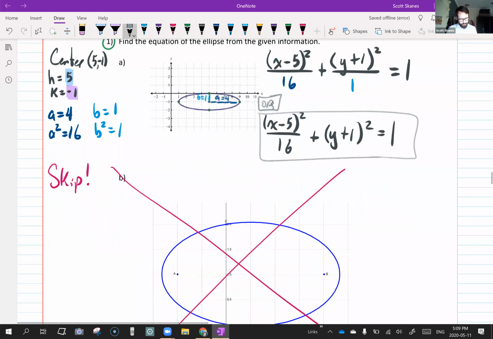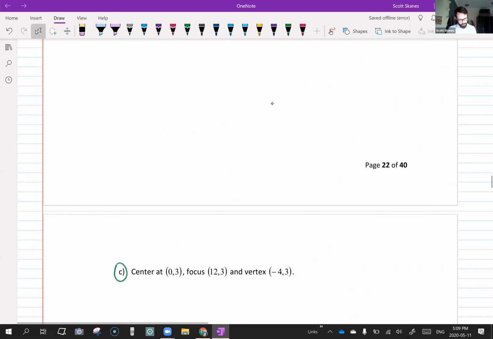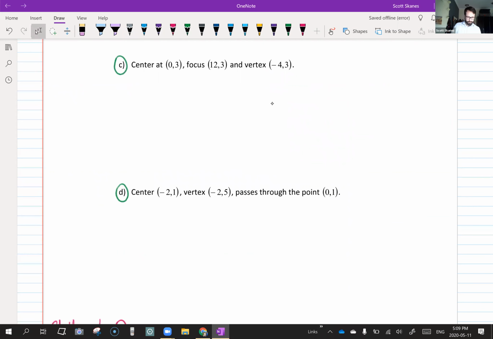Okay, B we're skipping. You can notice that I put a giant X through it. It's way too hard. If you want to try it as a challenge, you can, but I think it shouldn't have ever been put in there. The next 2 are fine. Tom actually did some like this, but I'll do it with you.